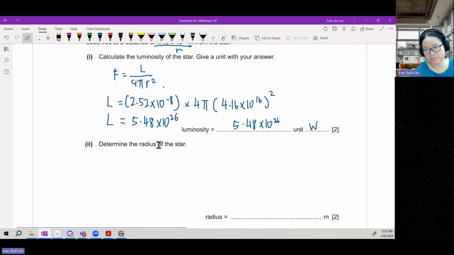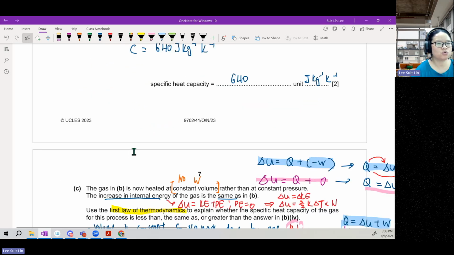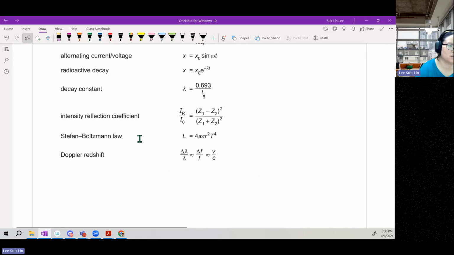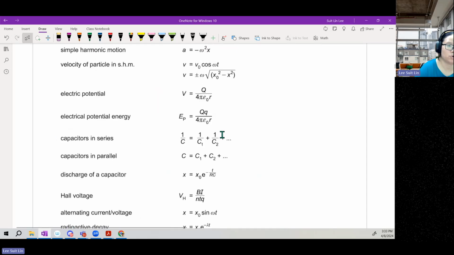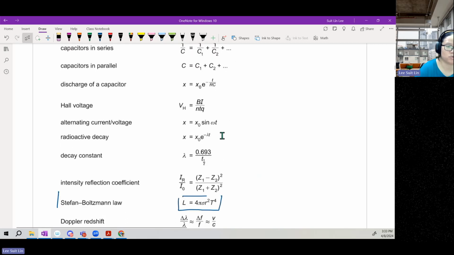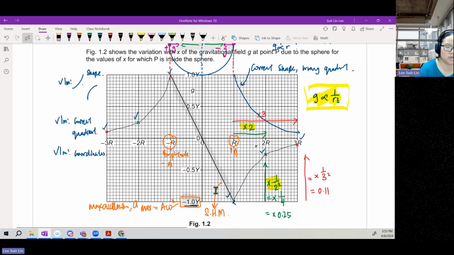Right, next part, determine the radius of the star. This one needs the Stefan Boltzmann equation. If you scroll to the front of the question page, there's a Stefan Boltzmann law equation here. Luminosity is 4 pi sigma r squared t to the power of 4. And we also have the value of sigma here. Stefan Boltzmann constant, this is sigma. All right, so I'm going to use both the equation and the constant in my question.